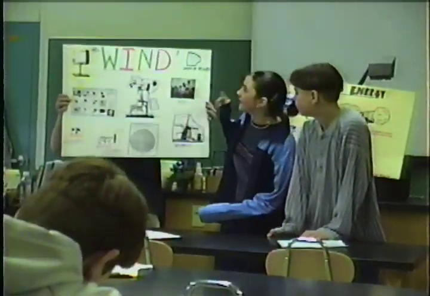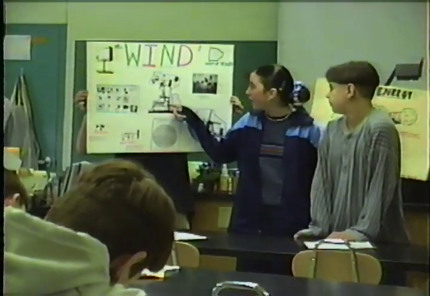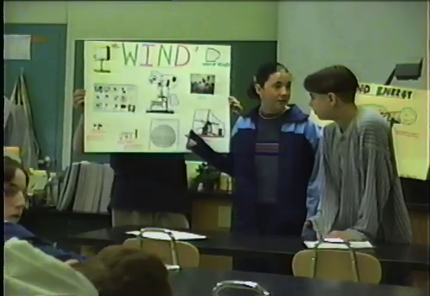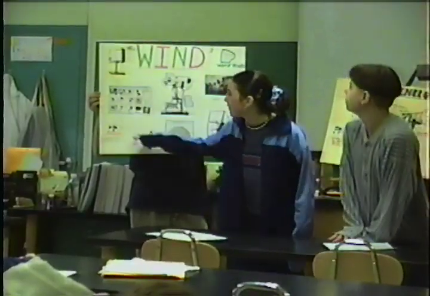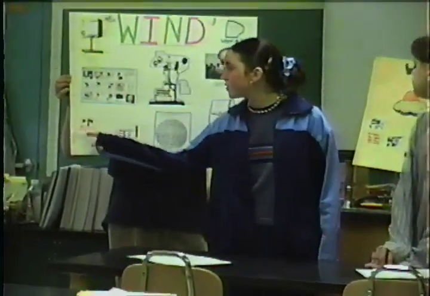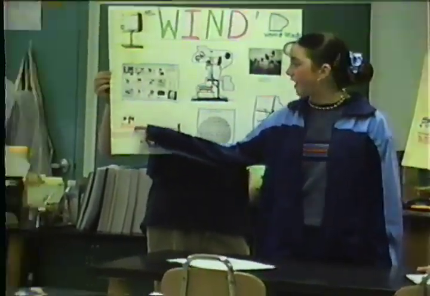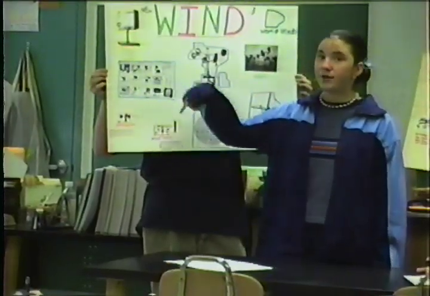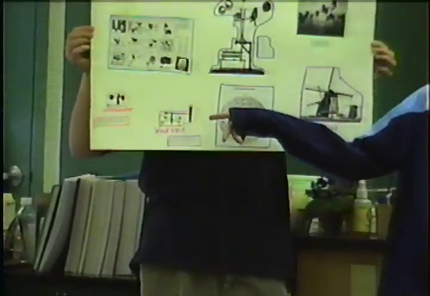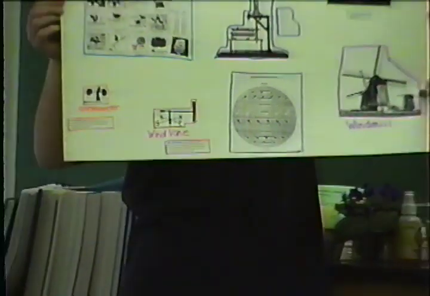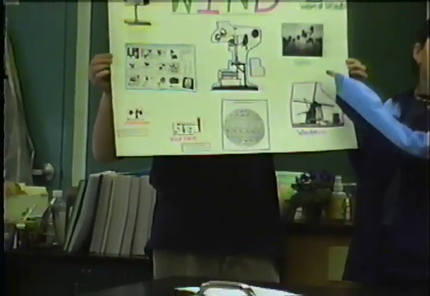And this is an example of the windmill. This is the anemometer, which measures the wind speed, and the faster the wind goes, the faster the cups spin around. This is the wind vane, which shows you the wind direction, and the arrow points to the west. This is a windmill. This is a hurricane.